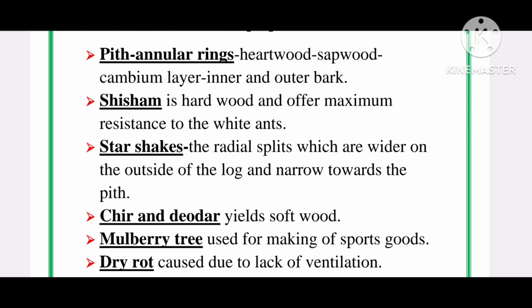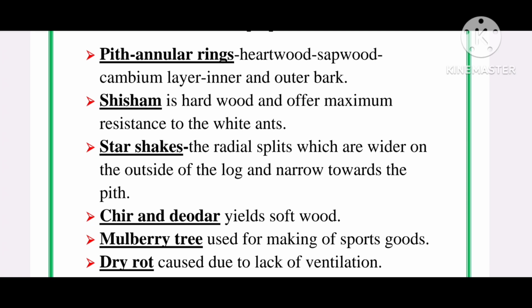Next is cambium layer. Cambium layer is the thin layer between sapwood and inner bark, and it indicates sap which has yet to be converted into sapwood. Next term is inner bark. It is the inner skin or layer covering the cambium layer, and it gives protection to the cambium layer.